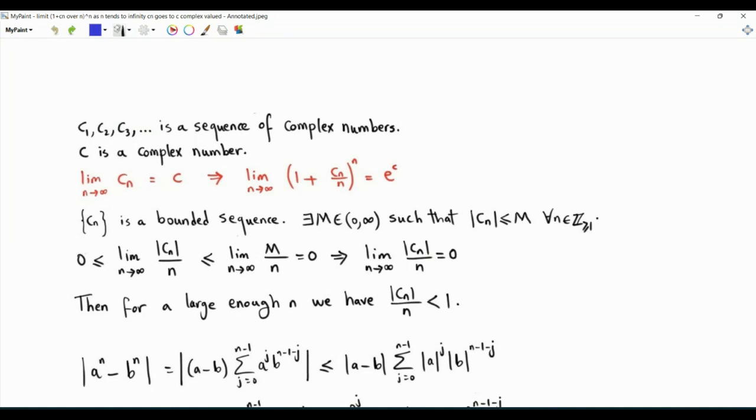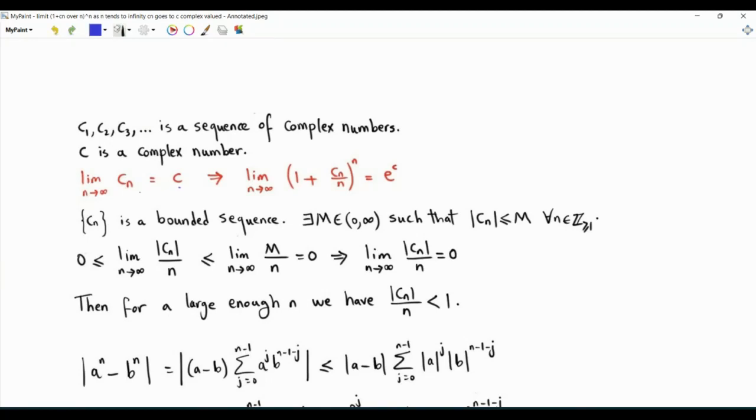We have a sequence of complex numbers C1, C2, C3, and so on, and this sequence converges to the complex number C. So the limit as n tends to infinity of Cn is equal to C. Our goal is to show that the limit as n tends to infinity of (1 plus Cn divided by n) all raised to the power n is e to the power C, which is the same C.